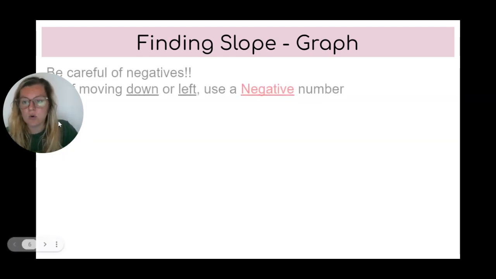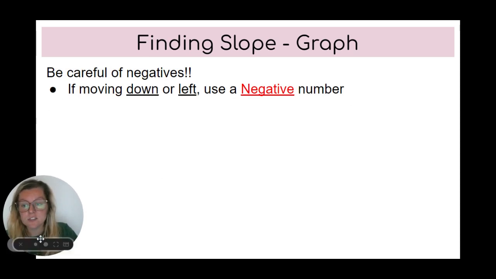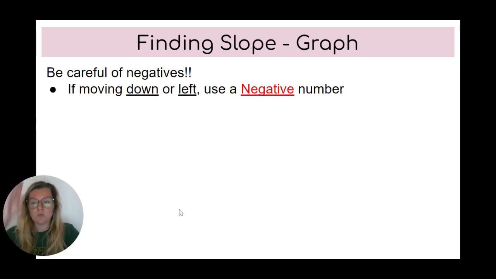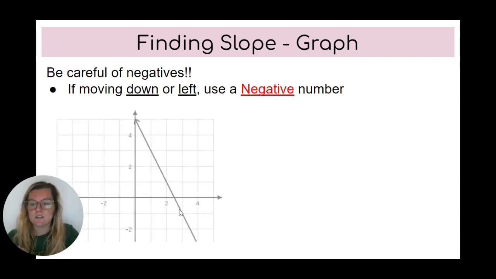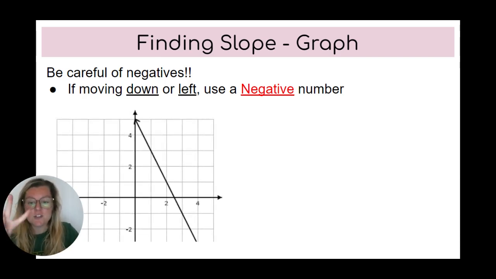Okay, one more. When we are doing these, be very careful about when you're moving down or when you're moving to the left. We're going to need to include a negative number there. So our first step is to find 2 perfect points. So I'm not going to use this point because it's kind of between those 2 lines. I'm going to use these 2 values.